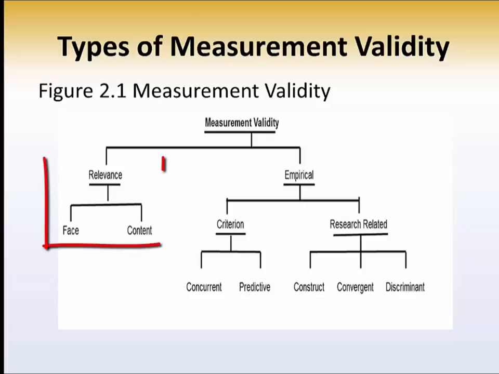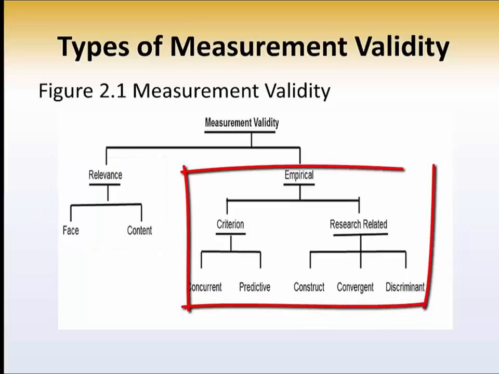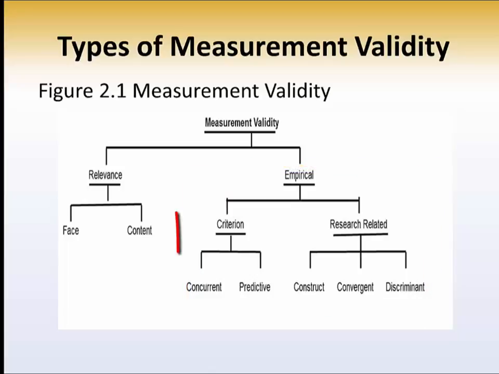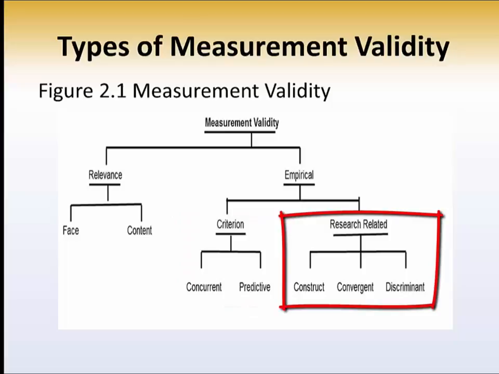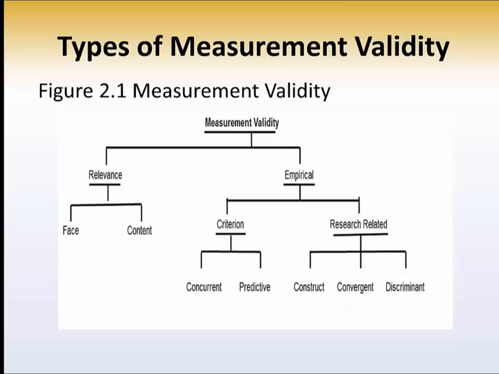On the left-hand side, we have relevance, face and content validity, which are subjective in nature. On the right-hand side, we have empirical validity. Empirical validity typically results in numbers. We have criterion validity, which can be further broken down into concurrent and predictive validity. And then we have research-related or experimentally based validity, which consists of construct, convergent, and discriminant validity. Let's talk briefly about each of these.